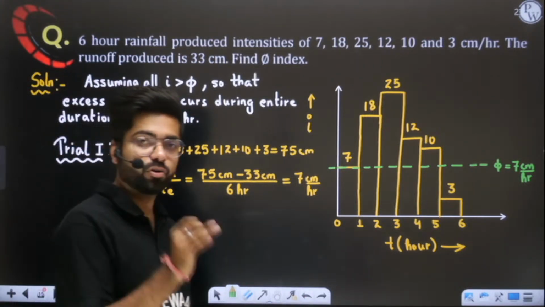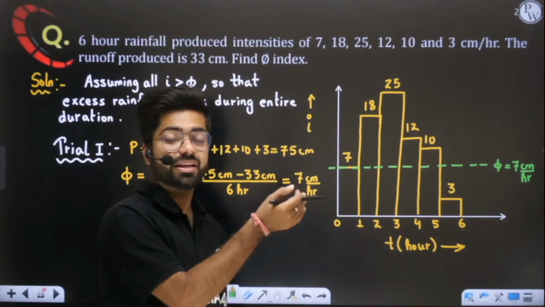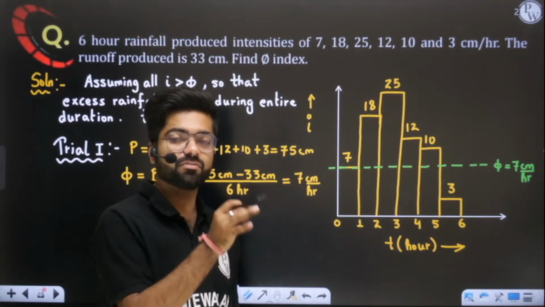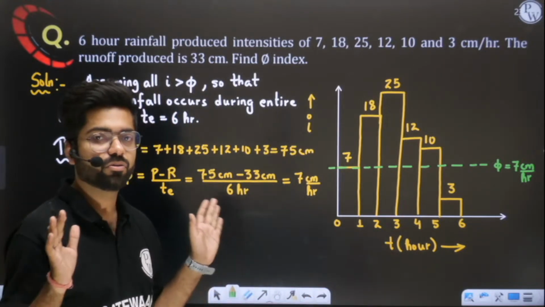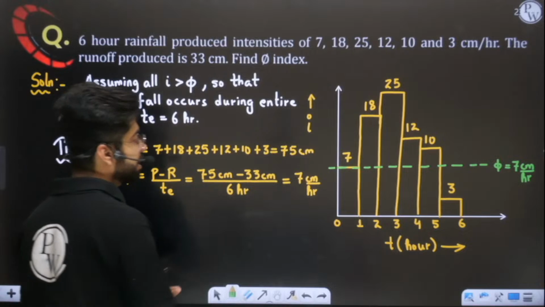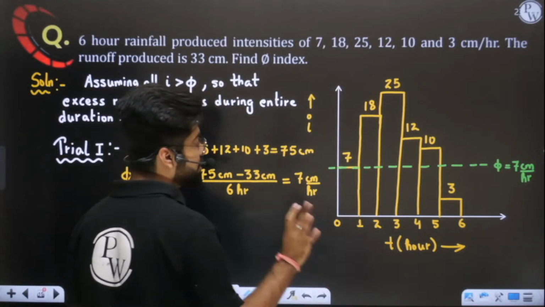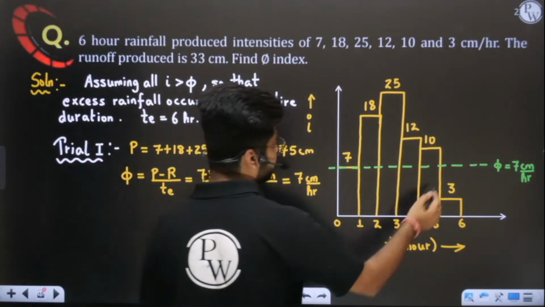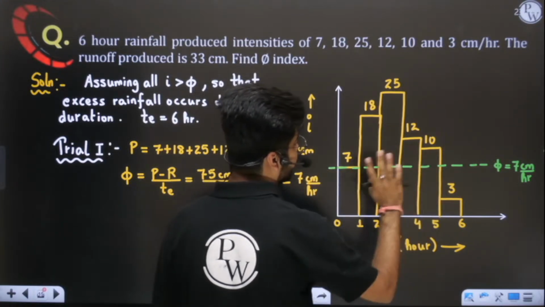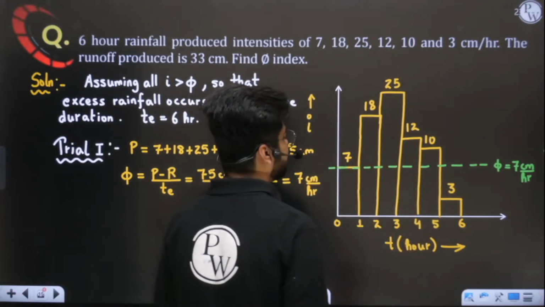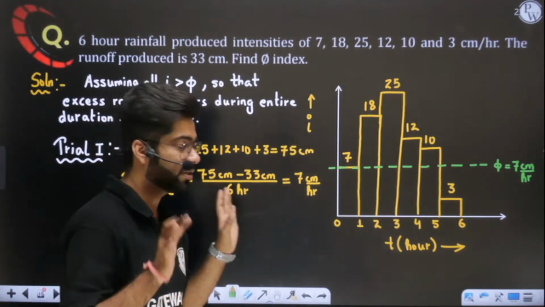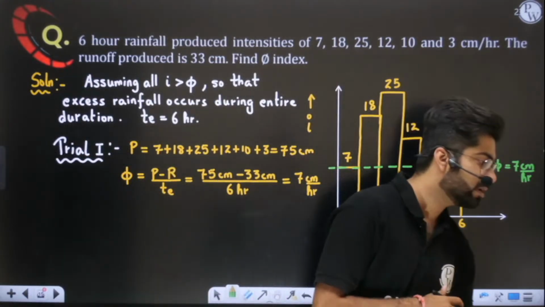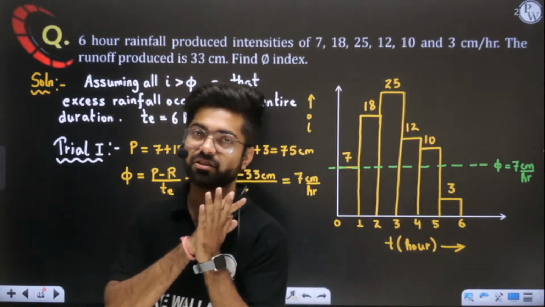If we had got a value of phi less than 3, then the trial would have ended here only and the answer would have been 7 centimeter per hour. But since phi is coming more than 3, our assumption is wrong. Can you see that the very first assumption is wrong here?